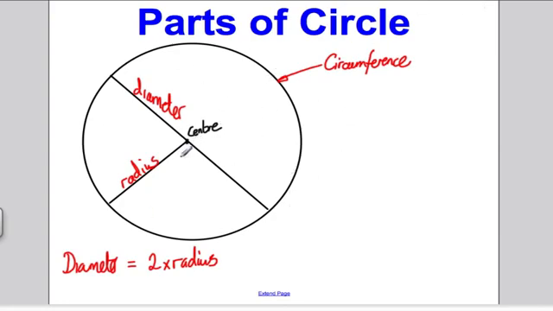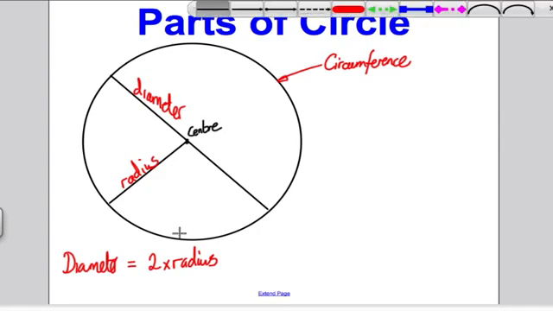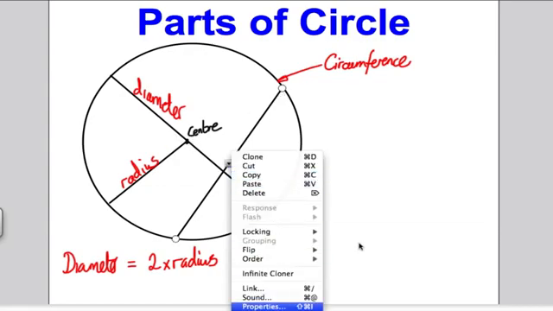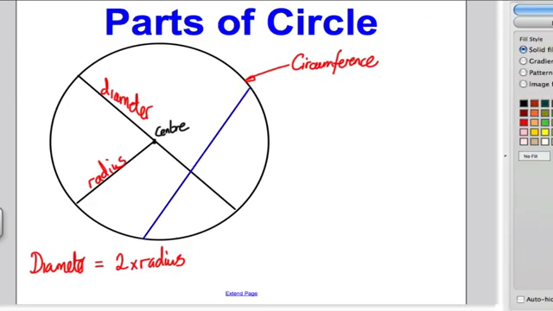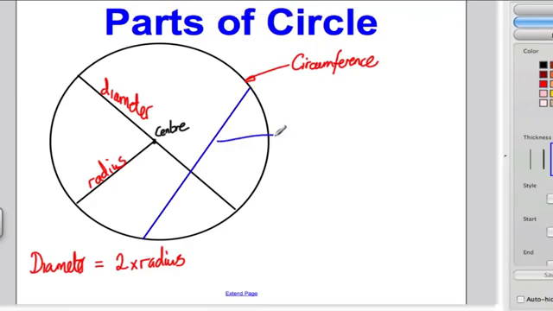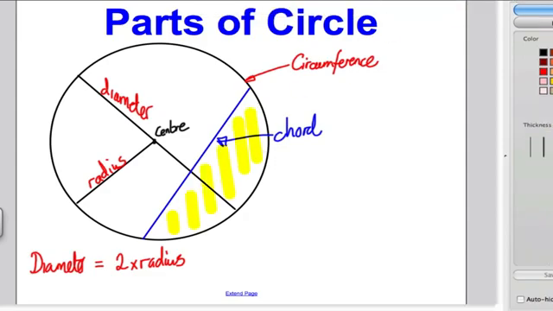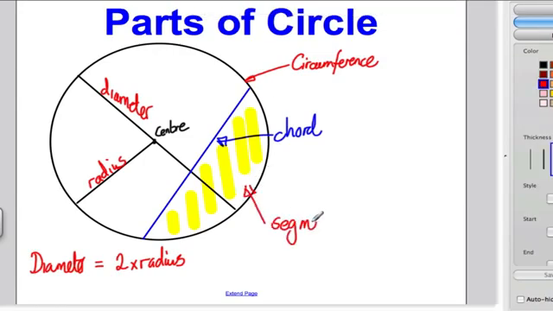Now, a line that cuts a circle like that, but does not go through the centre. So the key thing here is it does not go through the centre. I'm going to label that blue. Is what we call a chord. This is called a chord. Okay. Now, the piece of the circle it leaves here, like this whole piece here, is then called a segment. It's a segment of the circle. There's a small segment. This whole bit left over here is a big segment or a major segment.